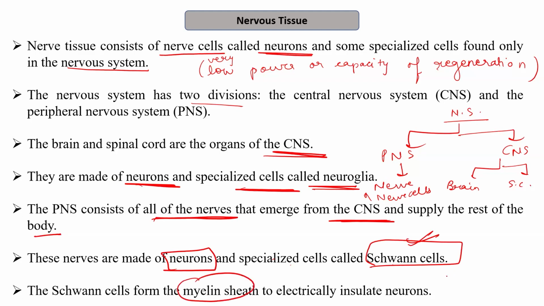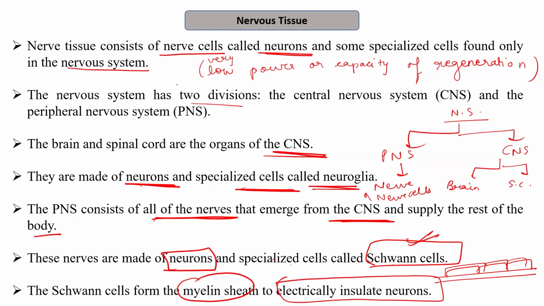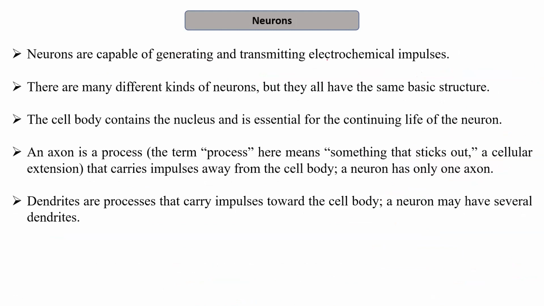So when you see the structure of the neuron, you will see that it is covered with the myelin sheath. It may or may not be covered. So there are two types of neurons, myelinated and unmyelinated. The myelin sheath is formed by the Schwann cells, and it helps to electrically insulate the neurons. Neurons are capable of generating and transmitting electrochemical impulses.